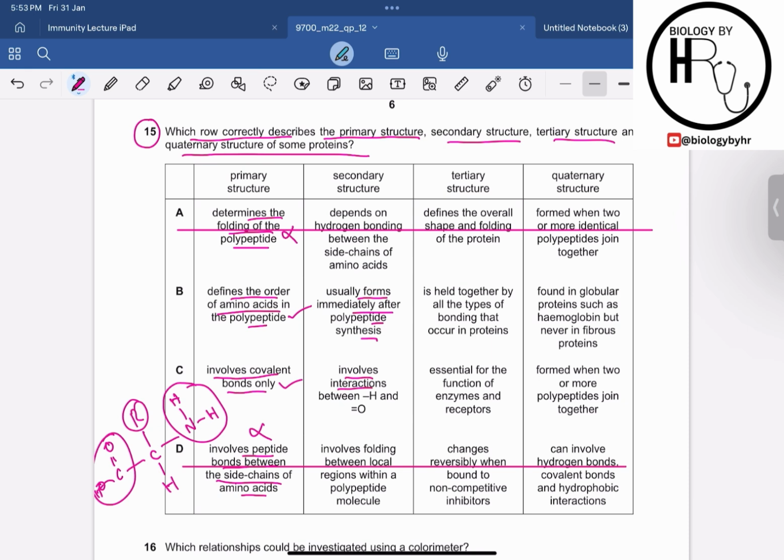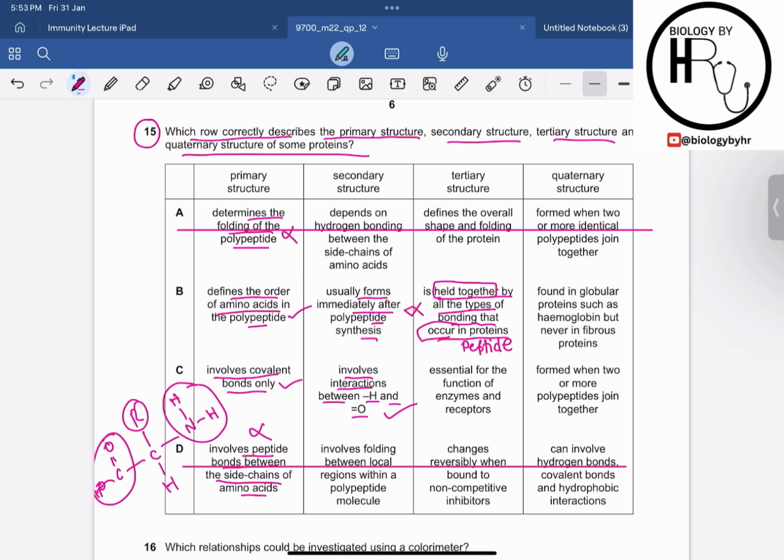Involves the interaction between H and O. Yes, it is correct, because you know that the hydrogen bonds are present in the secondary structure. So yes, hydrogen bonds are formed between the H and O. So yes, it is correct. Now let's look at the tertiary structure one. It holds together by all type of bondings that occurs in the proteins. Alright, so it is saying that they are not held together by the peptide bonds, right? And peptide bonds also occur in the protein, right? So this statement is incorrect.